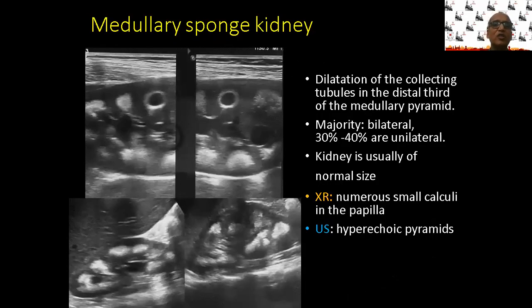Other situations where you can look, other than the cortex and the central sinus, is the presence of medullary disease. Here you have multiple bilateral findings, both the right kidney and the left kidney, with multiple hyperechoic foci in the medullary pyramids associated with cysts in the medulla. This is a very classical case of medullary sponge kidney.